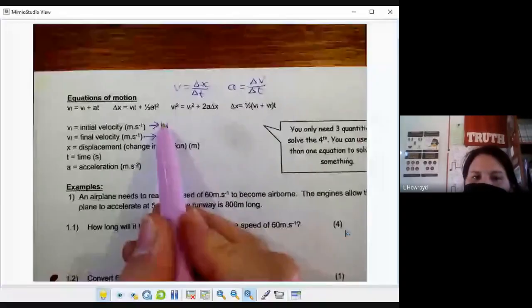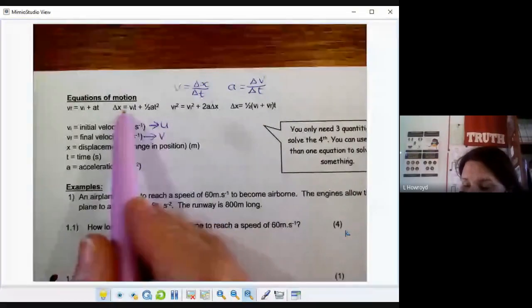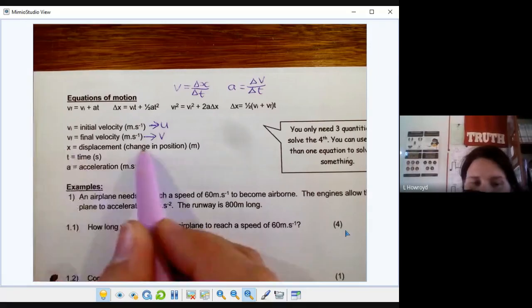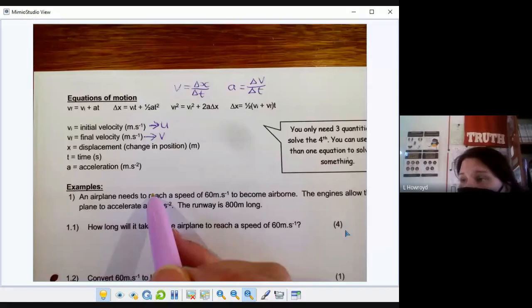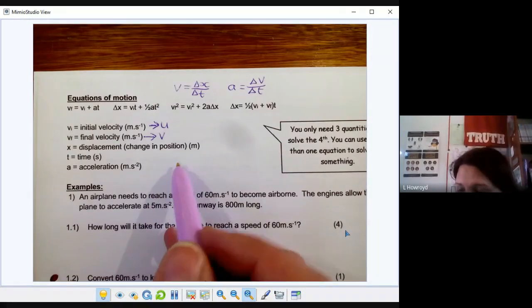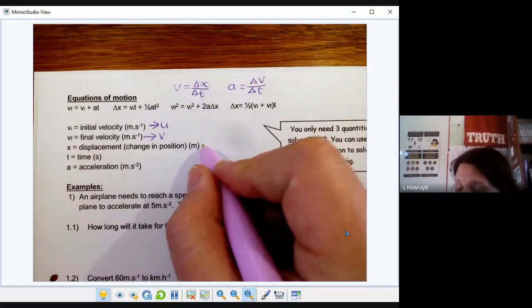So that's why I'm showing you these. So you can see that there are two sets. We are going to be using this set though. Right, we use an X for displacement or change in position, measured in meters, always and forever. Even in chemistry, it's measured in meters. Okay, no, it's always measured in meters.